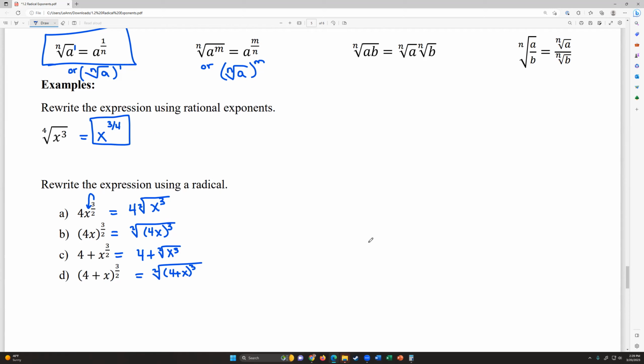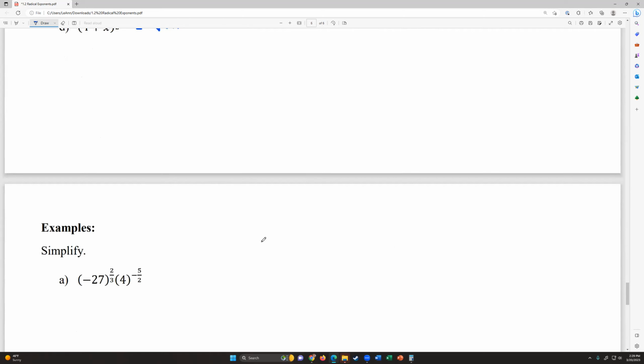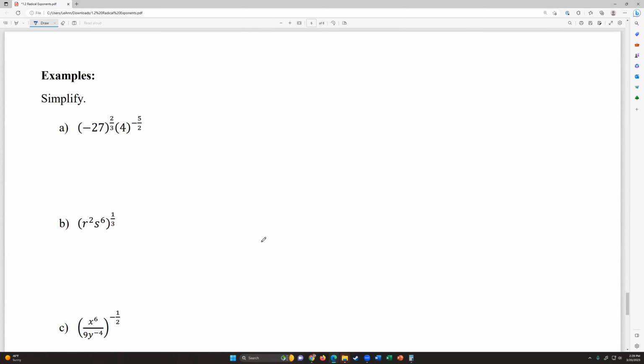Okay. And again, if we were simplifying those, we could go further, but they just wanted us to practice rewriting it using the notation of radical. Okay. All right, so let's actually do some that might need simplifying.